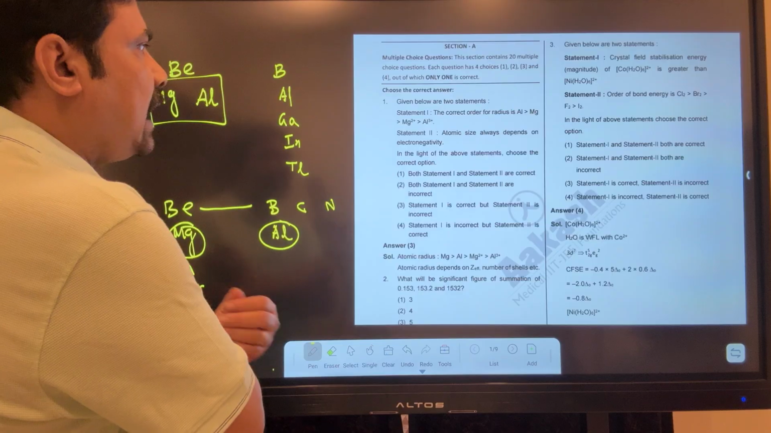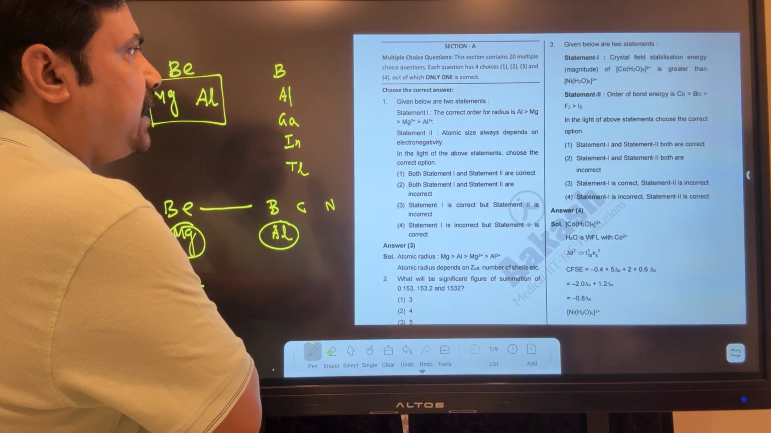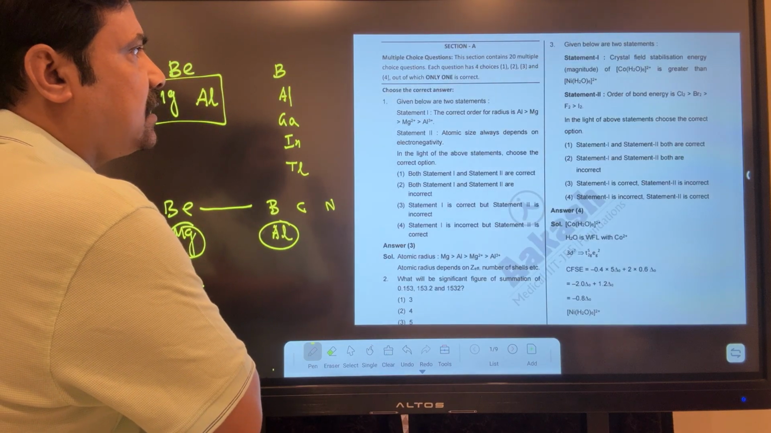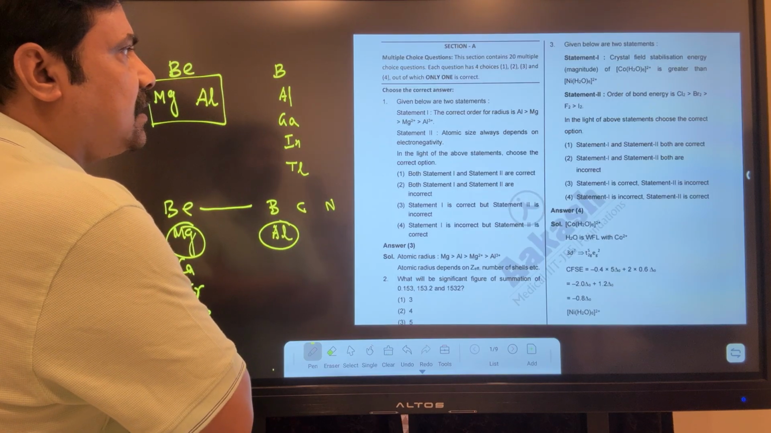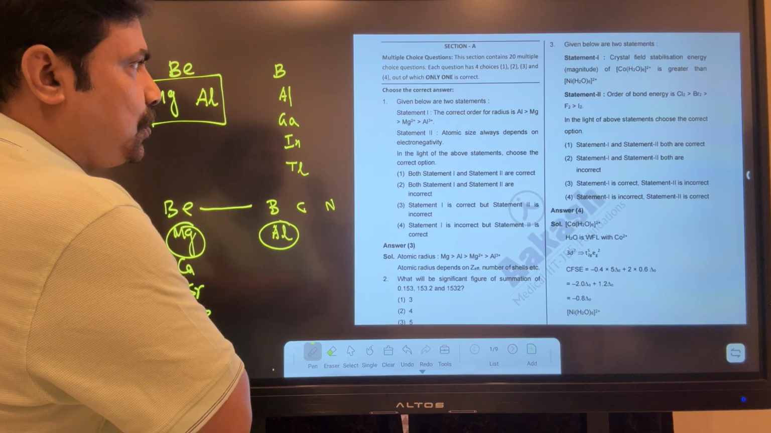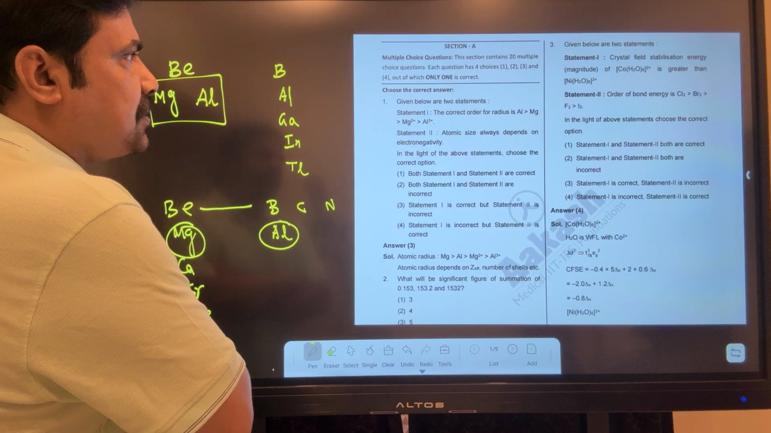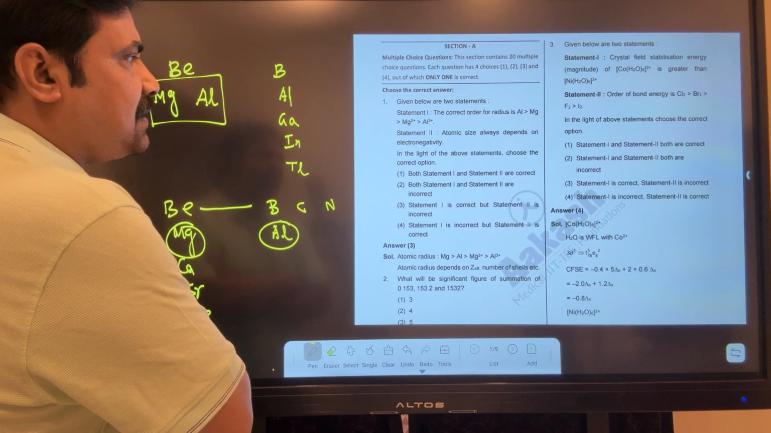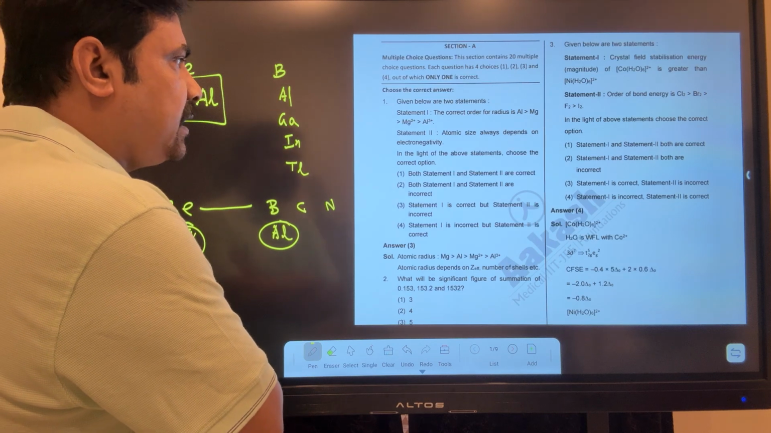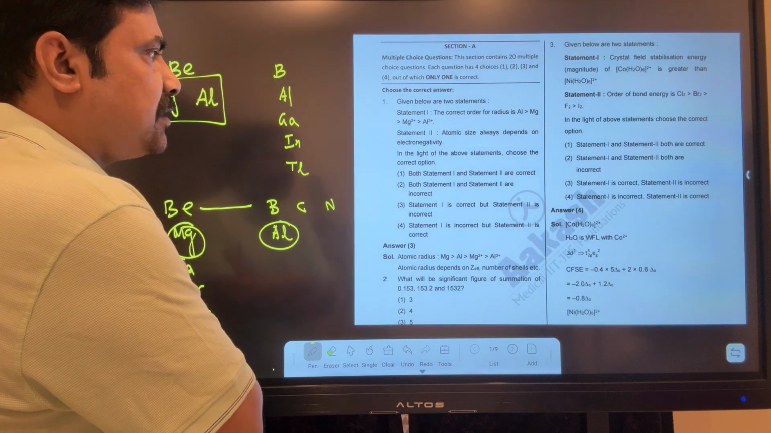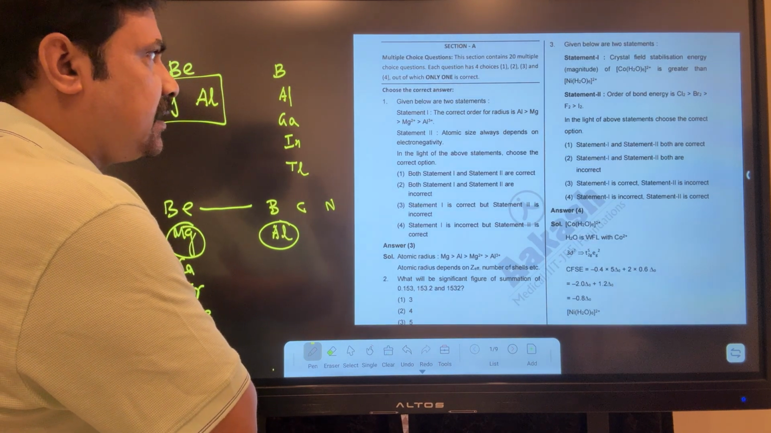They are telling the correct order of radius: aluminum is greater than the magnesium, and the magnesium is greater than the magnesium plus 2, and magnesium plus 2 is greater than the aluminum plus 3. And the options were there: statement 1 and statement 2 are correct; both statement 1 and statement 2 are incorrect.